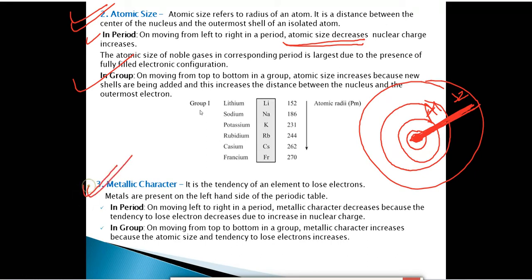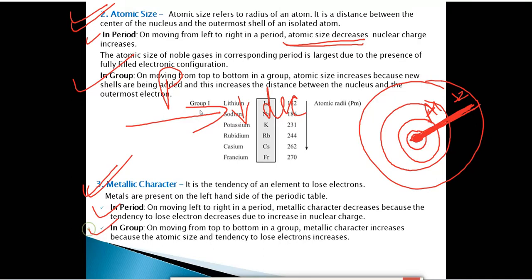Now we talk about metallic character. It is the tendency of an element to lose electrons. You know that metals can easily lose electrons and non-metals accept electrons. Metals are present on the left hand side and non-metals on the right hand side. So when moving from left to right in a period, metallic character decreases because the tendency to lose electrons decreases due to the increase in nuclear charge.